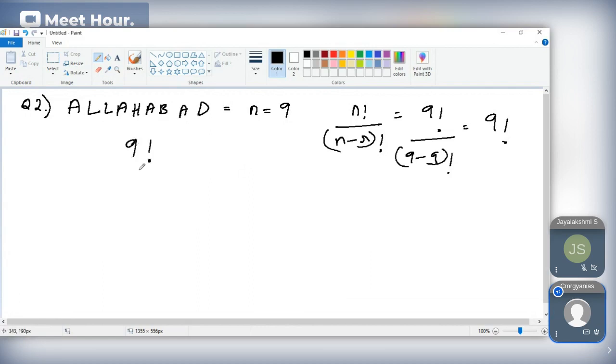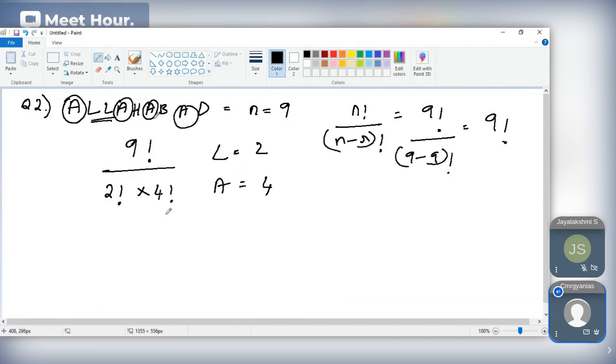But in 9 factorial, there are some repetitions. There are 2 L's and 4 A's. Whenever such a question comes, as a rule, divide this 9 factorial by 2 factorial into 4 factorial. So how do you solve this?